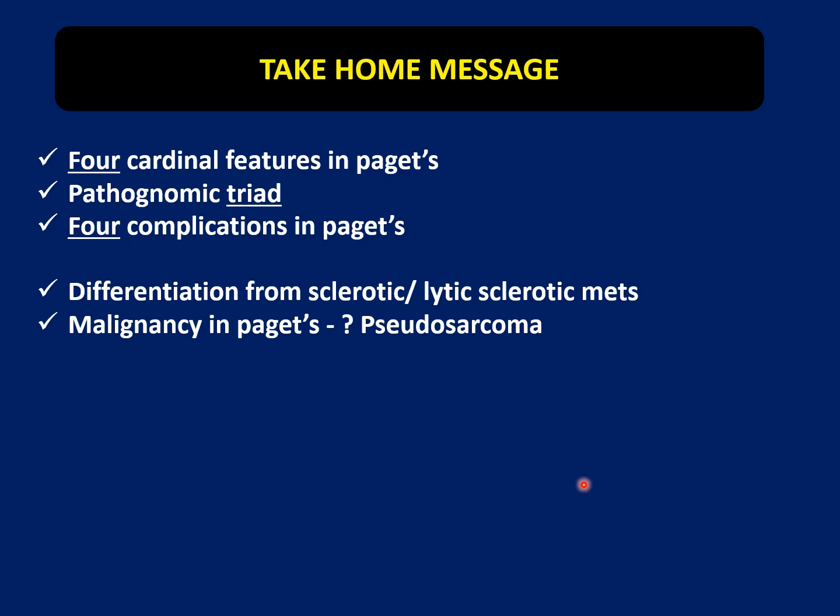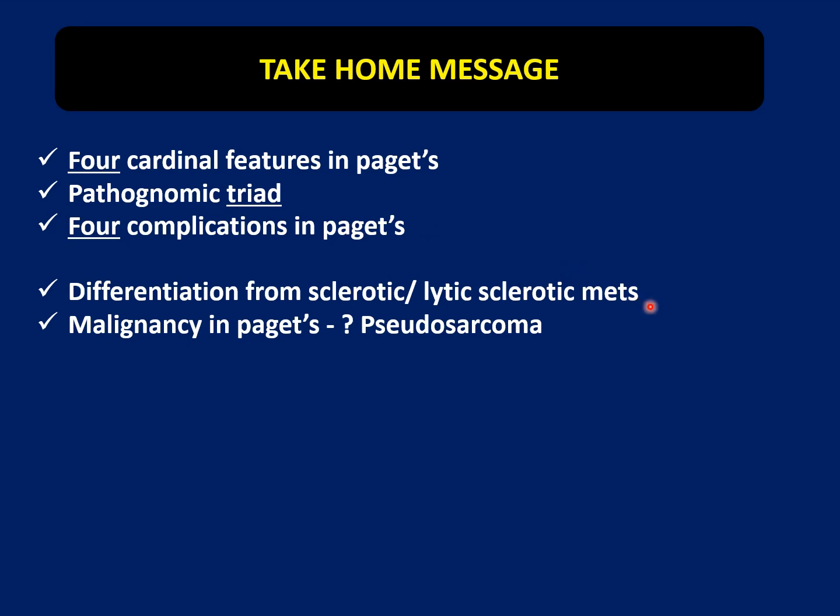So coming to the take-home message, there are 4 cardinal features in Paget's disease: advancing osteolysis, cortical thickening, quiescent trabecula, and bone expansion. Of these, the last 3, the triple C (cortical thickening, quiescent trabecula, and cortical expansion), are considered the pathognomonic triad. Whenever we see a case of Paget's disease, we need to check for complications, which are again 4 in nature: arthropathy or arthritis, deformities and fractures, neurological entrapments, and very rarely malignant degeneration.